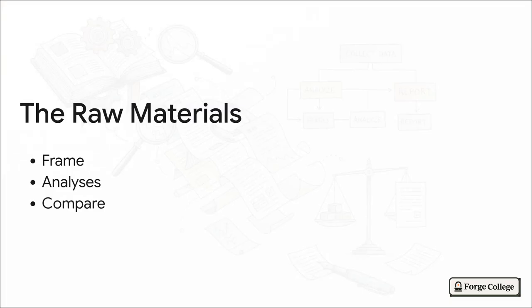But before you assemble anything, you need your raw materials, right? These are the unassembled gears floating around from our previous lessons. First up, your framing document, which provides our evaluative lens. Second, your security and scalability analyses, giving us the hard evidence. And third, that comparison table. Listen, these aren't just past assignments you leave rotting in some desktop folder. They are the high-octane fuel your final report is going to run on.